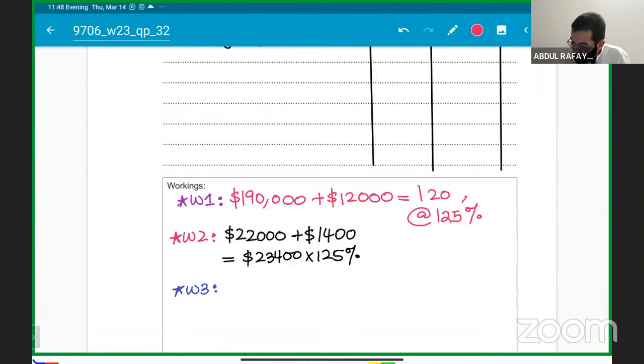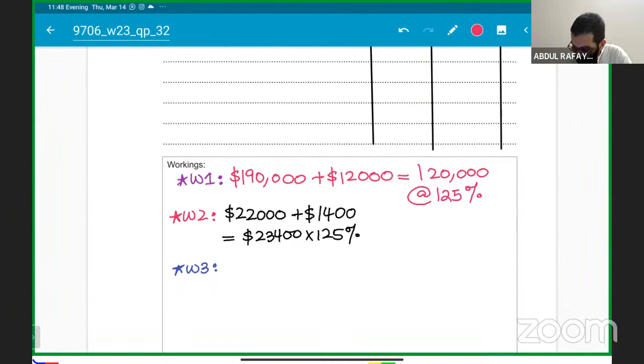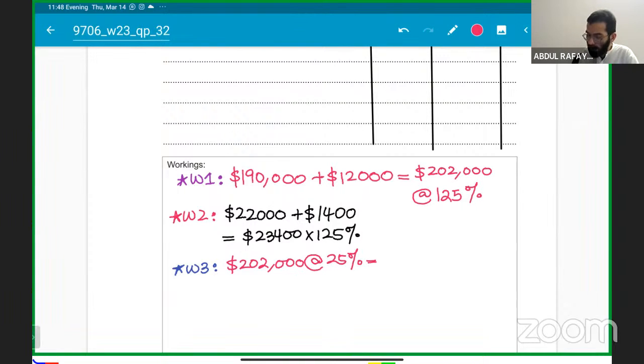Yes, so we can work this out from here: 120,000 was the cost of production. Sorry, I missed out a value: 190 plus 12,000 is becoming 2,02,000, at the rate of 25% only. So we will get the answer. Okay, everyone getting it, guys?